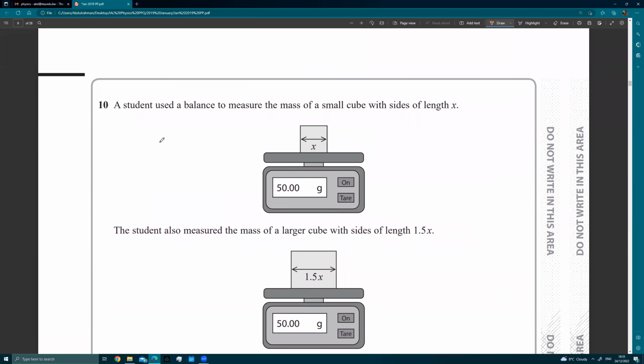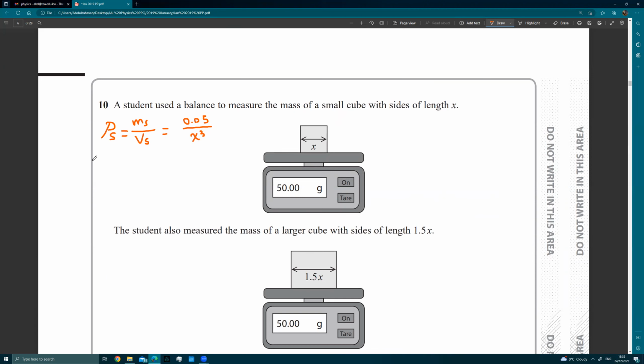So let's start with the smaller cube. The density of the smaller cube is equal to, obviously, the mass of the smaller cube divided by the volume of the smaller cube. The mass of the smaller cube is just 0.05 kilograms. And the volume, well, it's a cube, right? A cube has the same length and width and height. So it's just going to be x times x times x, which will give you x cubed. So this is the volume of the smaller cube.